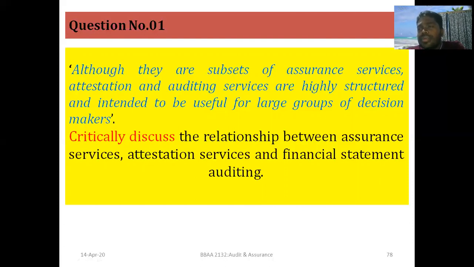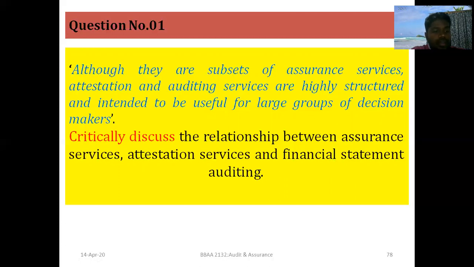Here is the mid-semester assignment paper 2025. They ask to critically discuss the relationship between assurance services, attestation services, and financial statement auditing. So how to give the answer? First, you should say something about the assurance services. We already studied the assurance services, and under it you can say what assurance services mean.